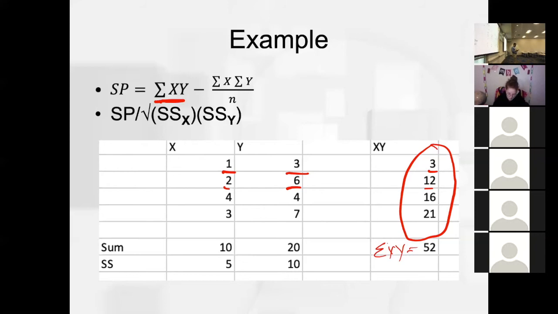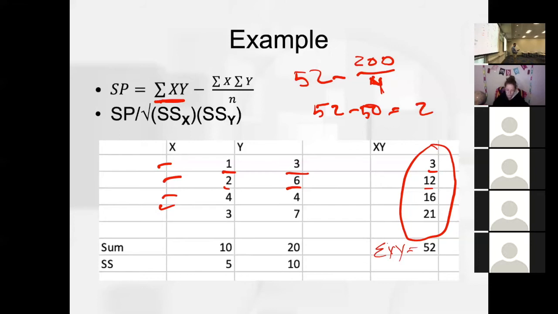So our SP here would be 52 minus the sum of x, 10, times the sum of y, 20. That's going to give us 200, divided by the number of pairs. Or we could just think of it as the number of rows in our data set. So 1, 2, 3, 4. Divided by 4. It's a 4, not a y. Gives us 52 minus 50, or an SP of 2.